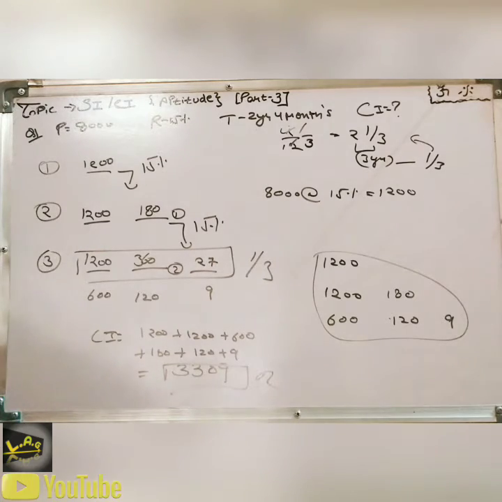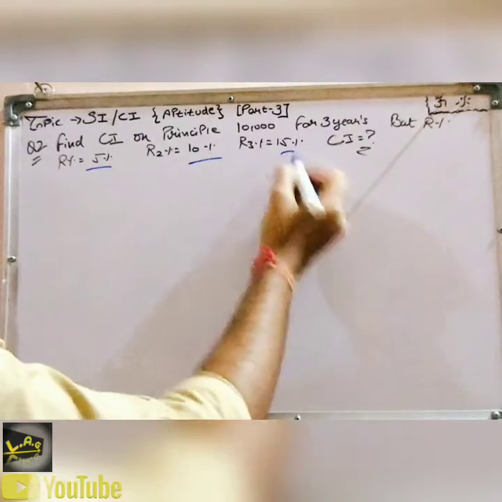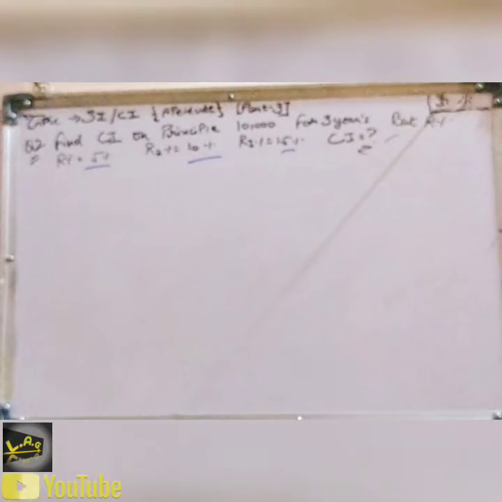Let's start with the next question. Yes, so this is the second question. In this you have to find CI. The time is 3 years, but there are 3 rate percents: 5%, 10% and 15%. You have to find the CI, right? How can you find it with the dashes approach which I told you earlier? How can you do that?